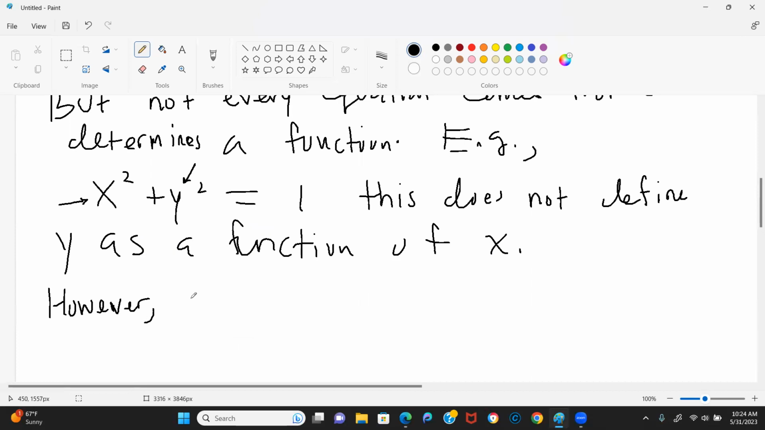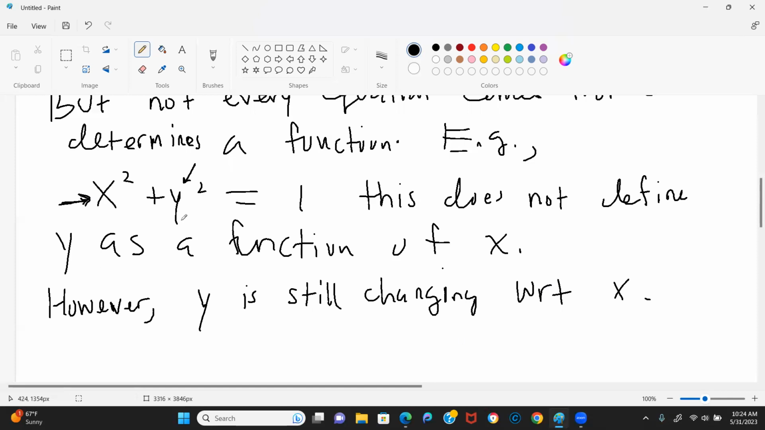On the one hand, y is still changing with respect to x. If I plug in a specific x and then you solve for y, you're going to get some numbers, or actually in this case, two numbers. If you plug in a different x here, you're going to get different y values. So y is in a sense still changing with respect to x, just not in a unique way, really. But we can still talk about the rate of change.